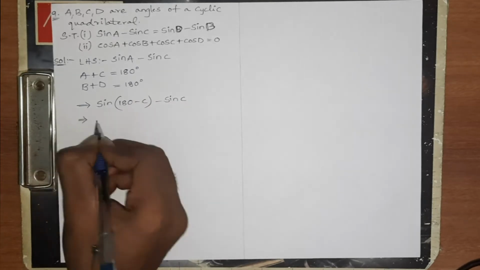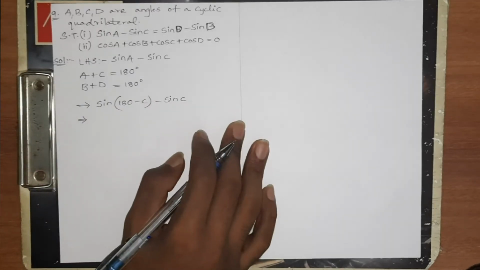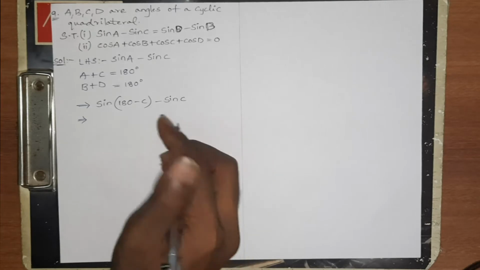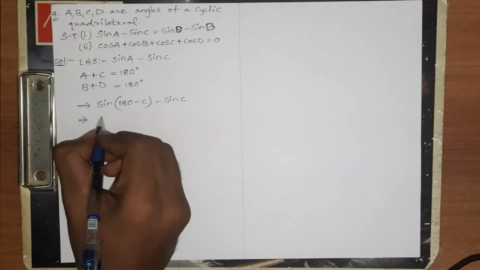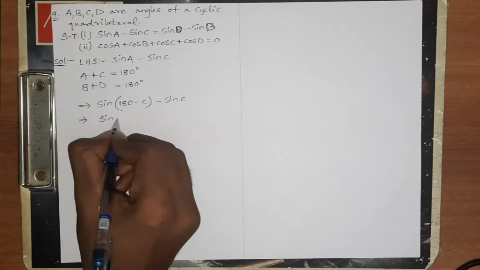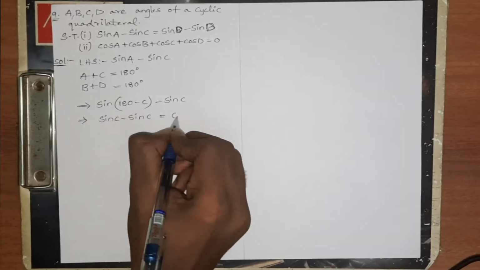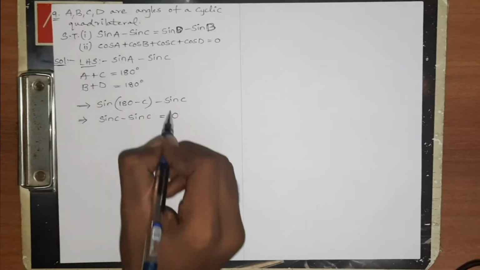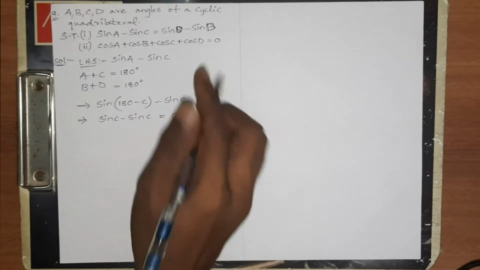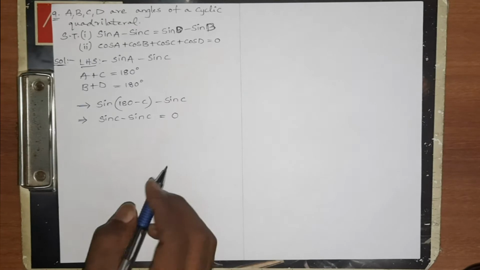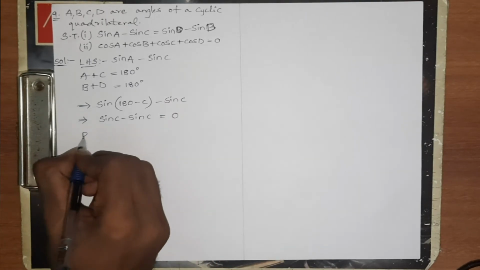So if you remember the table which I have shown you in the first lecture, that is the introduction lecture, sine 180 minus C is sine C. So sine C minus sine C, that equals 0. So the LHS value we got is 0. So now let's move on to the right hand side, that is RHS.